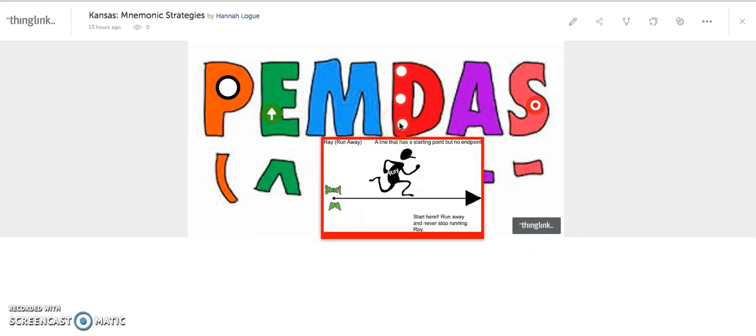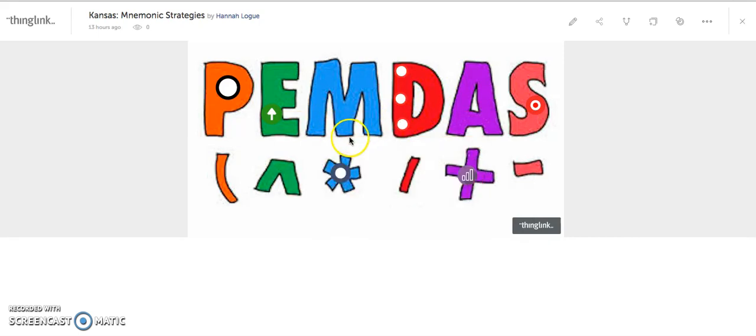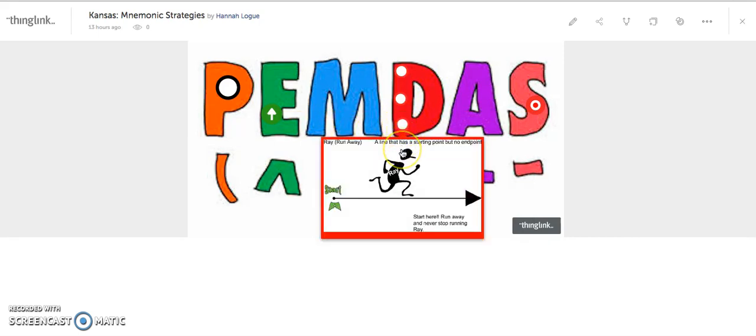In this one, we see keyword. In this, they compare ray and runaway. So in this, we see that the line has a starting point but no end point, and the caption here is "Start here, run away, and never stop running, Ray." So they're using Ray as a person to symbolize that a ray is never ending.